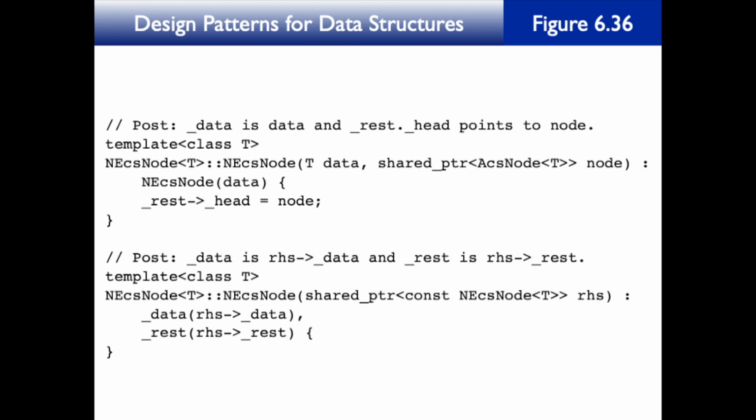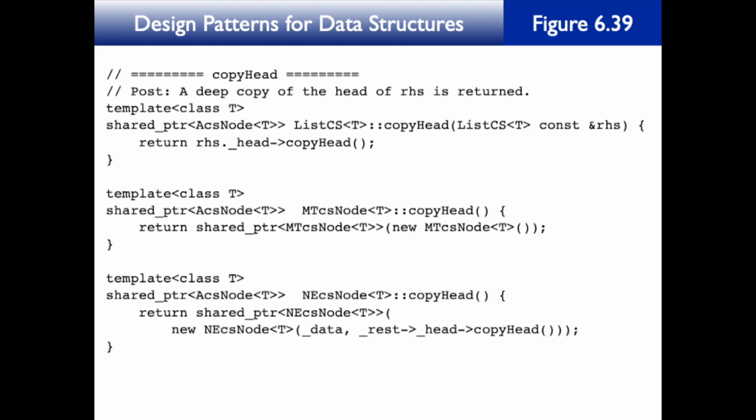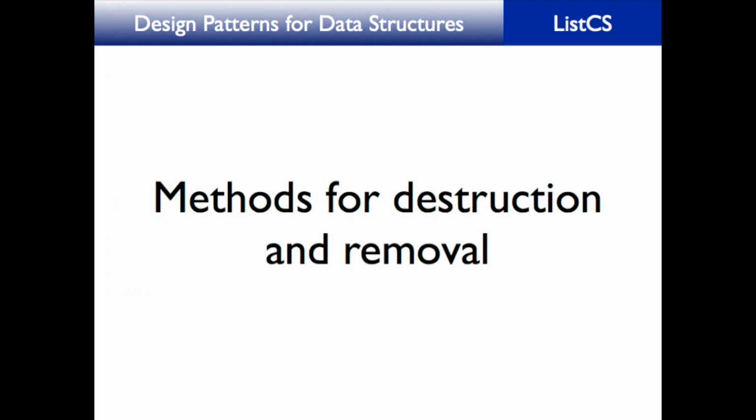So let's go back to the code. When we return _rest._head->copyHead, that is a recursive call to copyHead. So the whole thing happens with no loop, and it's all done recursively. Okay, the next group of methods are methods for destruction and removal.